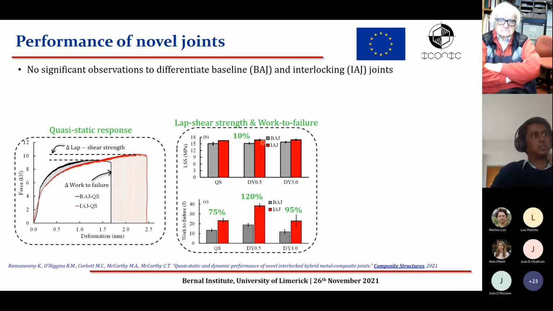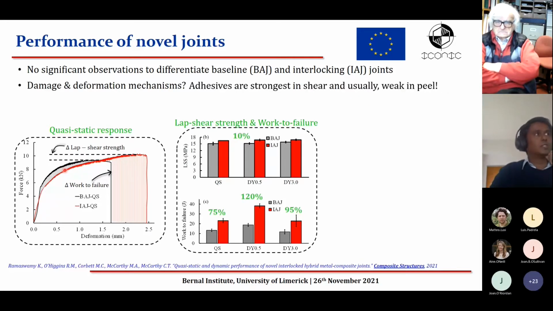Our lap shear strengths on average improved by about 10%, whereas our work to failure at 0.5 meters per second improved by about 120%, and at quasi-static by about 75%. But looking at just these curves, we do not get any insights into the damage and deformation mechanisms.